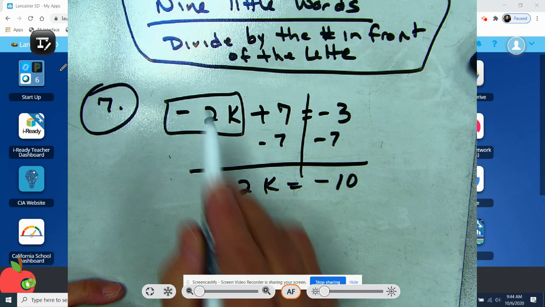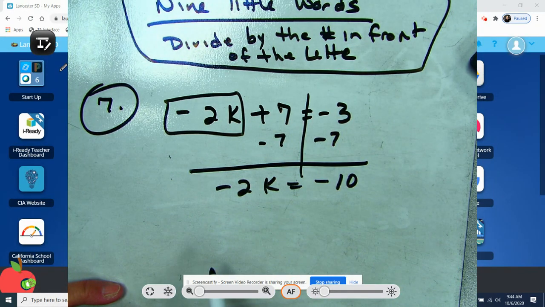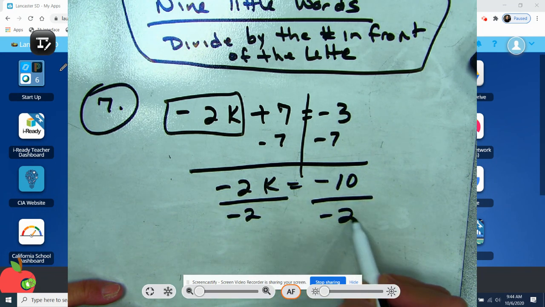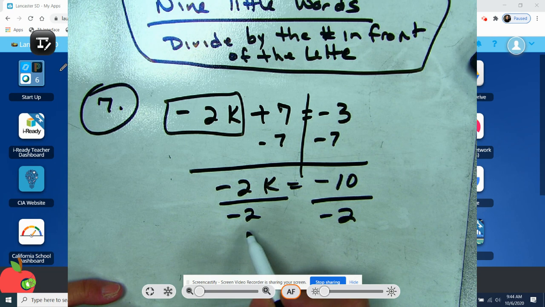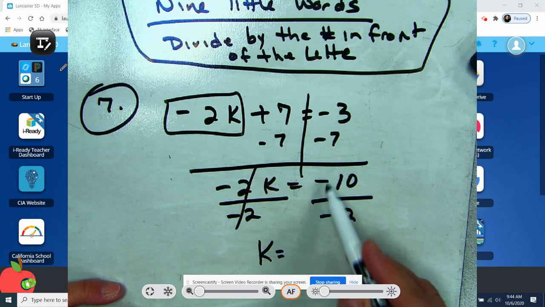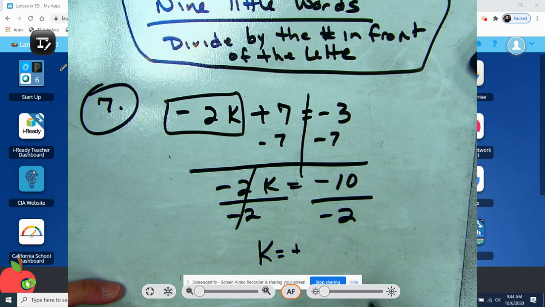9 little words, divide by the number in front of the letter. The number in front of the letter is negative 2. Negative 2 divided by negative 2 is 1, so it cancels out, and k equals. Negative divided by a negative is a positive. 10 divided by 2 is 5.